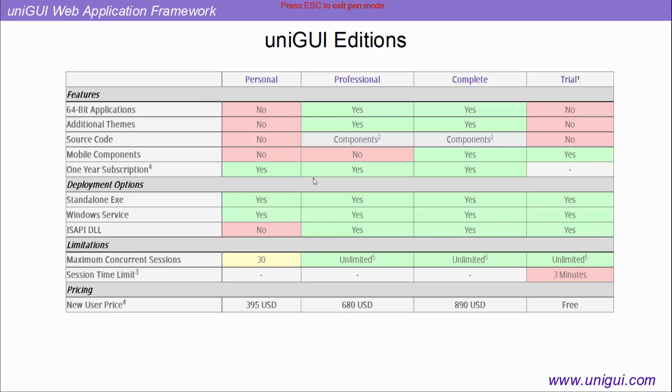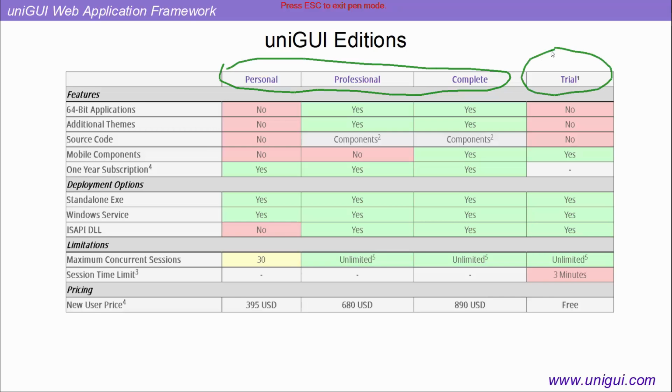And let's take a brief look at our available editions. Basically we have 3 editions plus a trial edition. In the personal edition we have a few features missing, such as 64-bit compiling, and also we do not have any additional themes, and source code is not available, and also there is no mobile platform support in the personal edition.